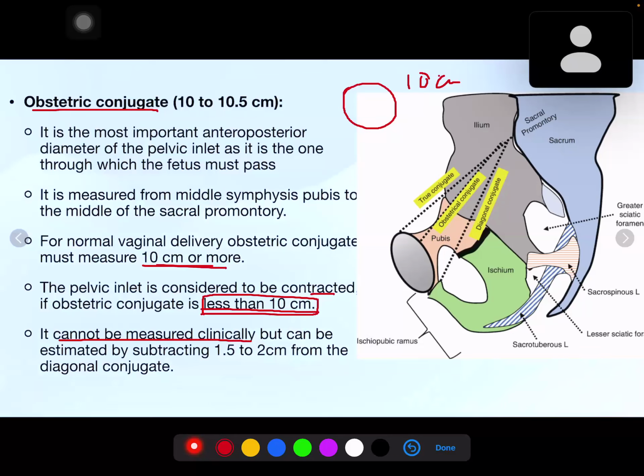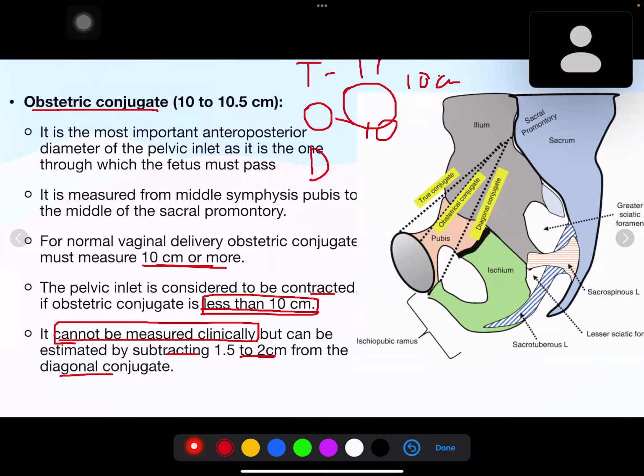It cannot be measured clinically. We cannot measure this obstetric conjugate diameter. So we have just tried to estimate it: we subtract 1.5 to 2 centimeters, you can take 2, from the diagonal conjugate. Okay, so what we were discussing, TOD: true was 10, upper 11, below 12. If you subtract 2 centimeters from this diagonal, it would be 10. If the diagonal would be 13, then obstetric would be 11. So it is more than 10.